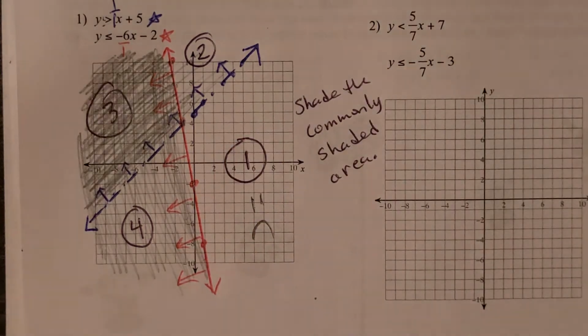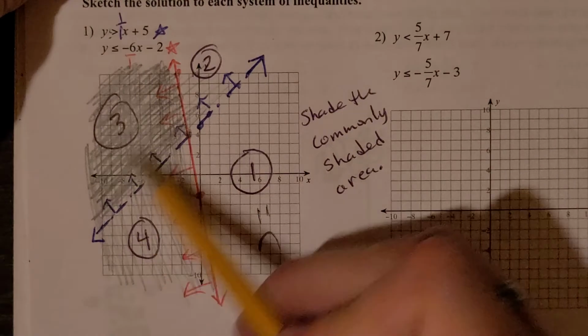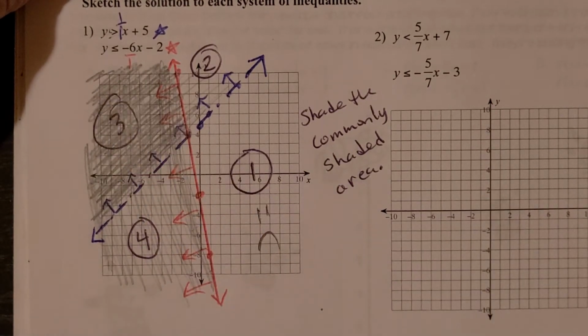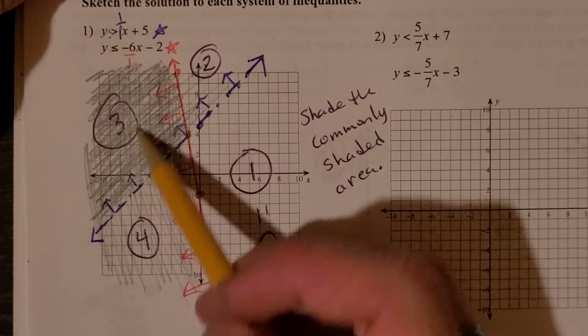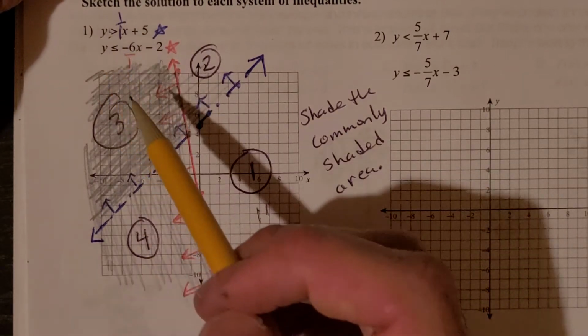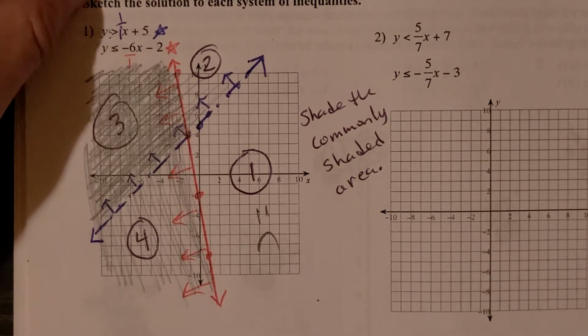Now, the answer, or answers to the system, is everything in this commonly shaded area. If I were to take any point in this area right here, and I were to plug it into both of these inequalities, it would make them both true. That's it. You graph both, you find the commonly shaded area.